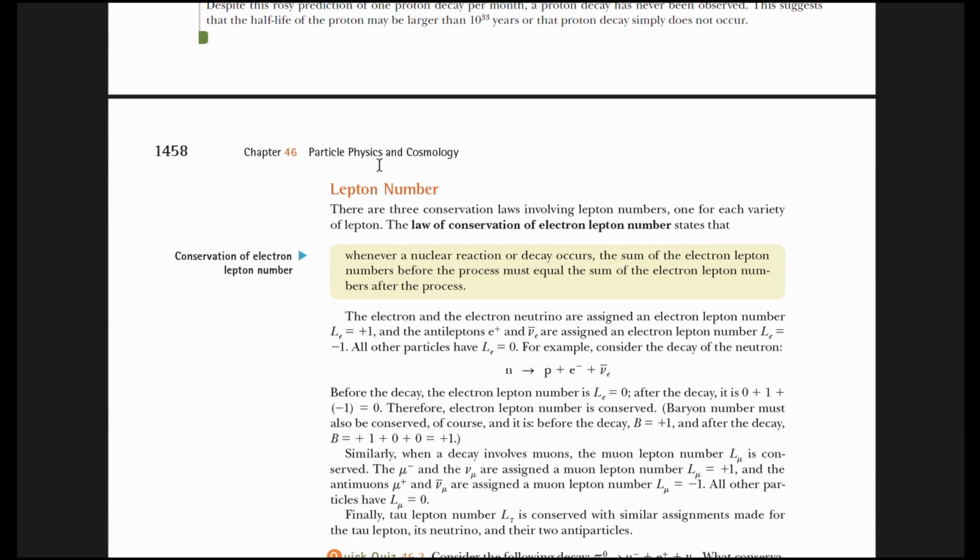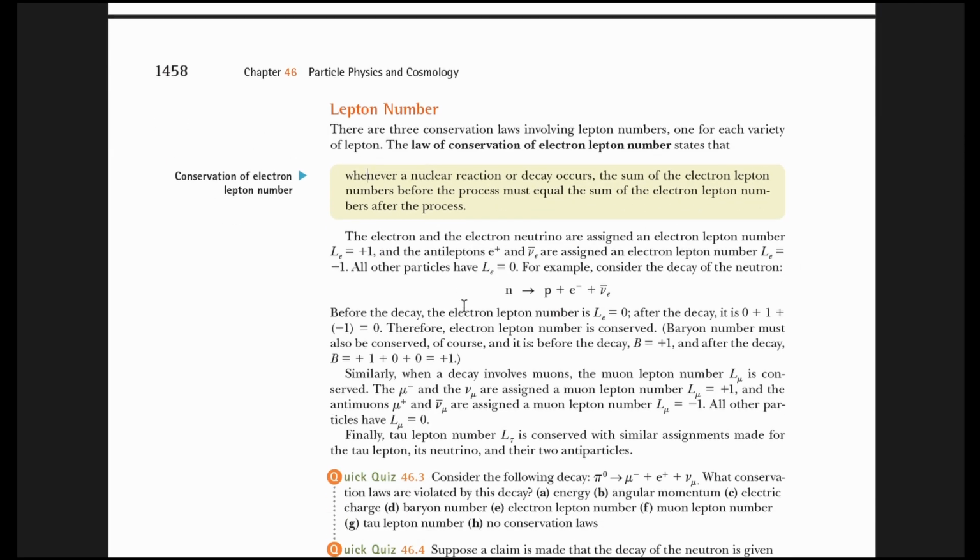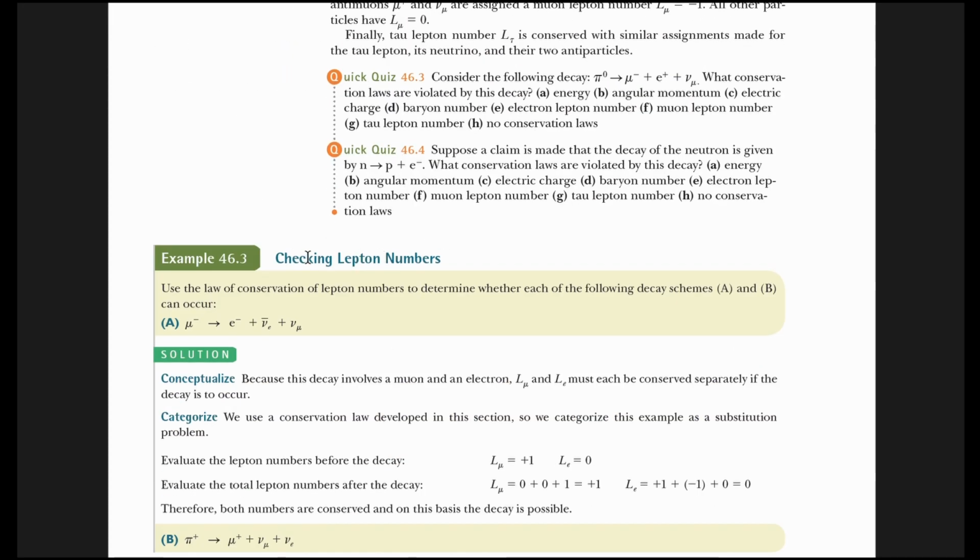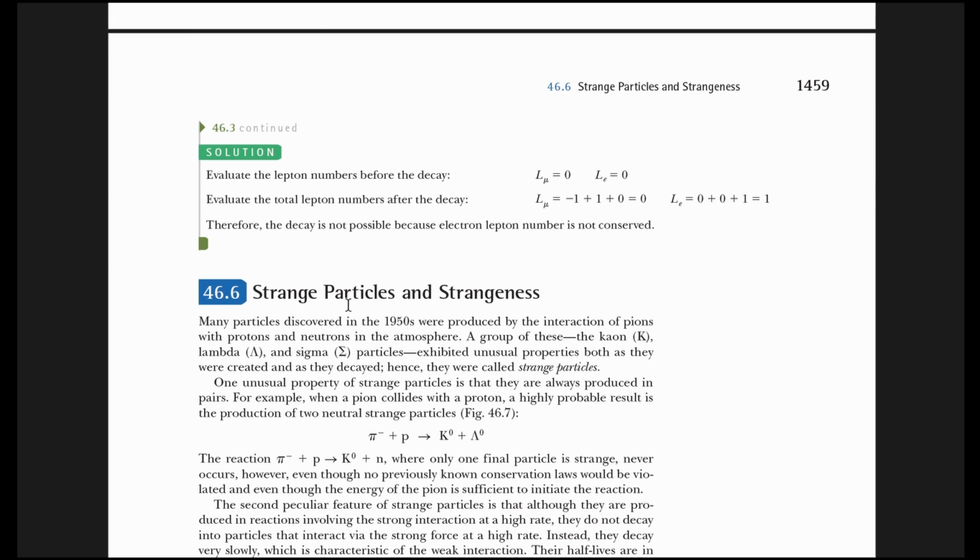Try those problems out. Lepton number, this is another conservation principle. Whenever a nuclear reaction or decay occurs, the sum of electron-lepton numbers before the process must equal the sum of electron-lepton numbers after the process. Conservation. Checking lepton numbers, another interesting example.